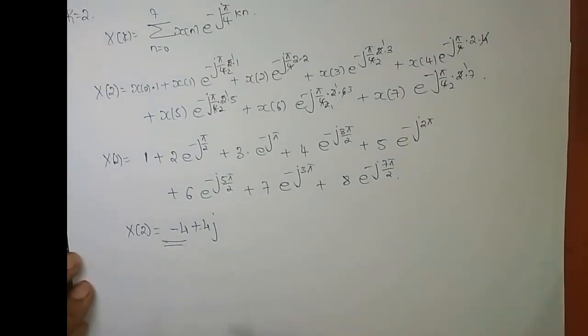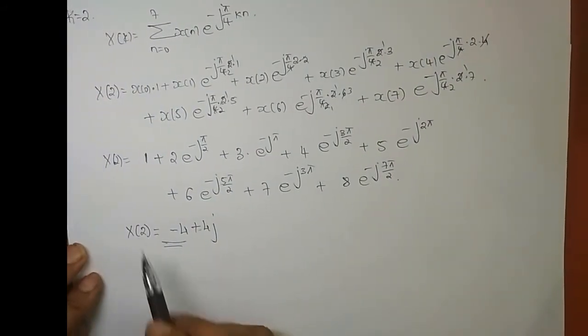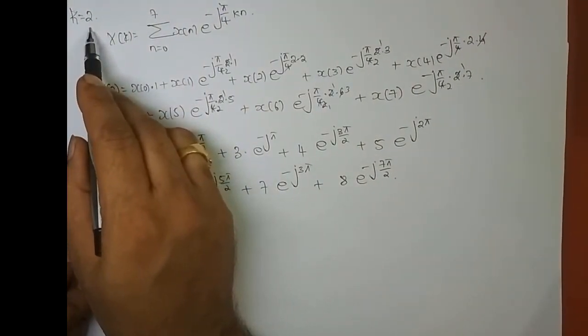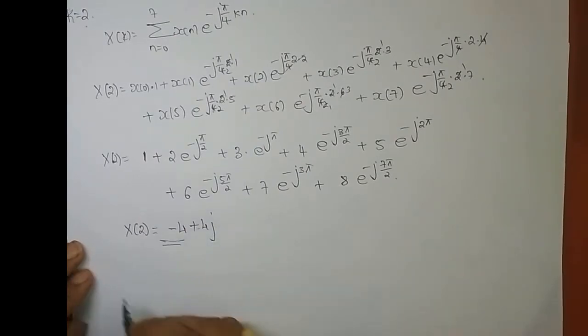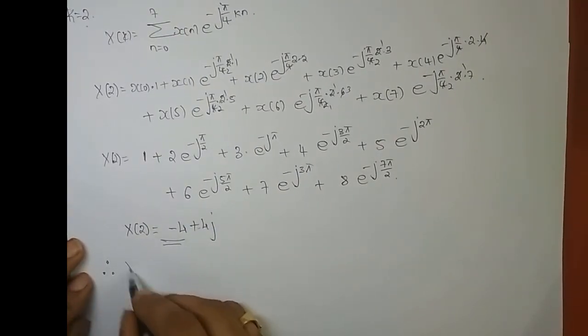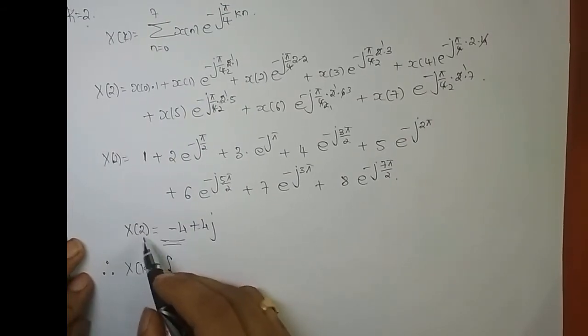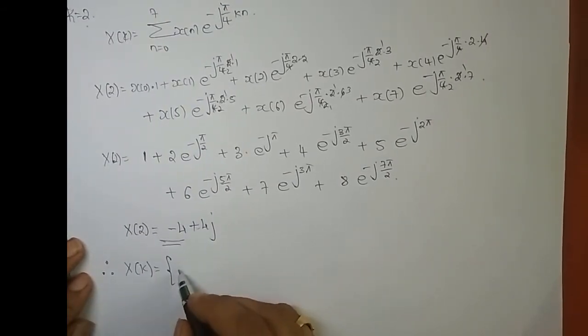So similarly, you have to give values for k. We are done with k equal to 2. Now 3, 4, 5, 6, 7. Okay, so I'm not going to solve it. I'll directly give the value of x of k. So therefore, x of k, we have to do for k is equal to 3 up to 7. Okay, so what is the first value we had?